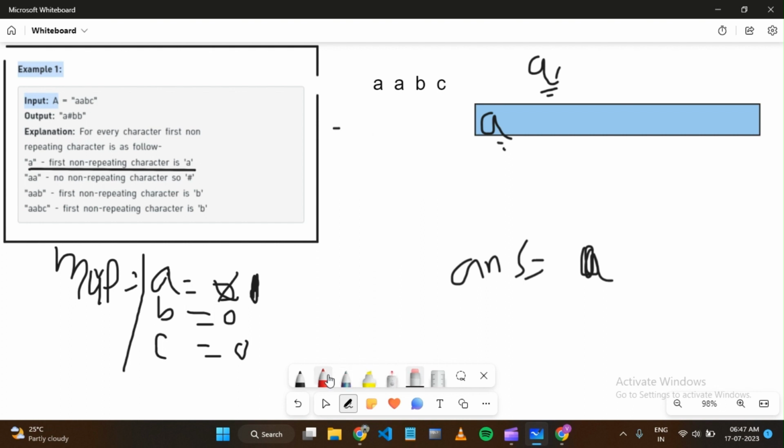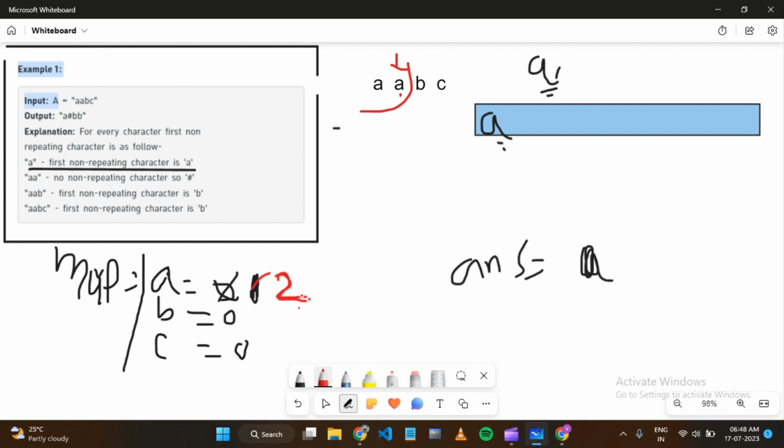Our iterator will be here now, which means we have to traverse till here. We have traversed till here. Okay. So now what character have we encountered? It is A. What will we do? We will increment the frequency of A, which will now be 2. The frequency of A is 2, which means it is not a non-repeating character anymore.